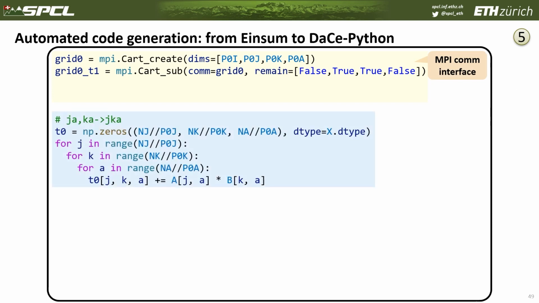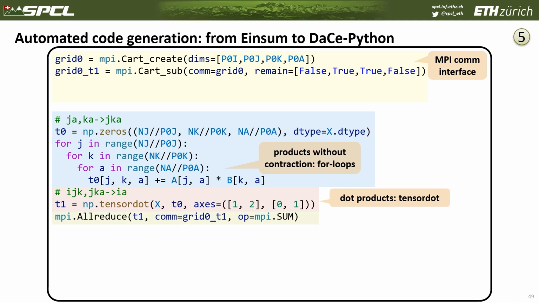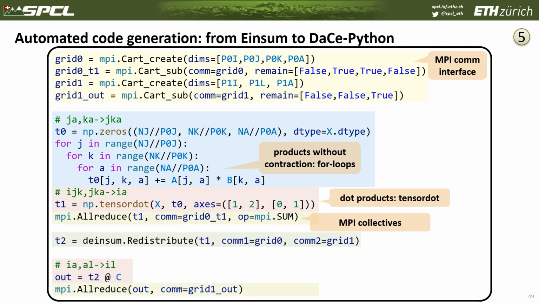For simple operations that do not have contractions, like outer and Khatri-Rao products, we generate Python for loops. While for operations where there might be an optimized implementation, we use Python built-in methods or methods implemented by popular Python modules. For example, the NumPy module has an implementation for the tensor dot operation. We automatically generate code for the MPI collectives like reduce and all reduce. And last, we also implement the redistribute operation for data as described earlier.